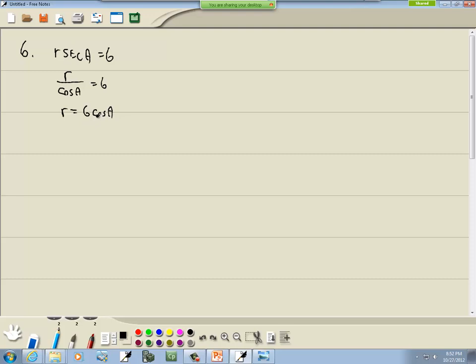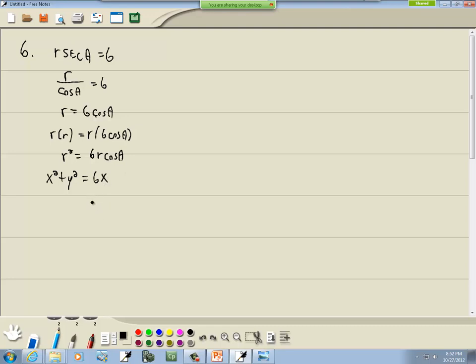Well, the only formula we have for cosine that we can use is one with an r in front of it. So we'll multiply both sides by r. So we've got r times r and r times 6 cosine. So we got r squared is equal to 6r cosine theta. Now r squared on the left side we can rewrite as x squared plus y squared. And the r cosine theta on the right side is x.